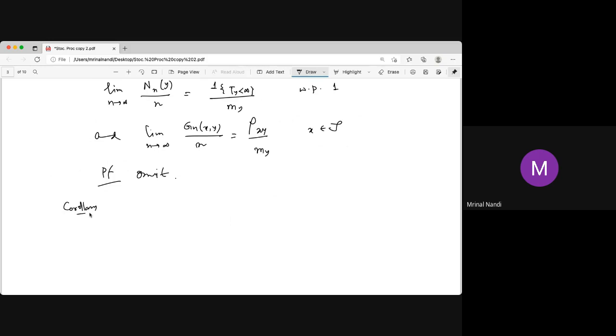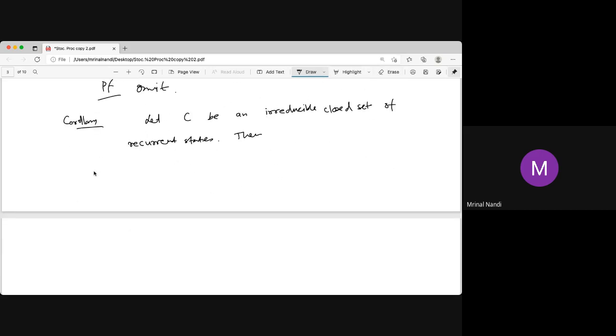An important corollary is this: let C be an irreducible closed set of recurrent states. Then the limit as n tends to infinity of g_n(x,y) divided by n is 1 by m_y, for all x, y belonging to the irreducible set.